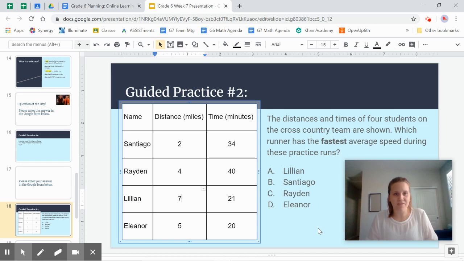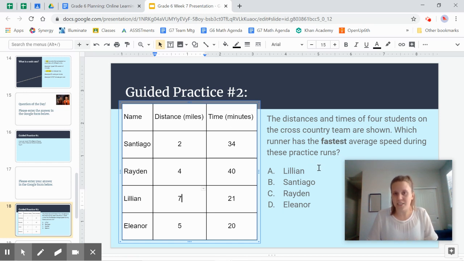Okay, I thought at first I might want to find miles per minute personally, but that would give me a ratio that I think is a little bit harder to find than minutes per mile. Like I can find how many minutes per mile for Santiago in my head because I know he went 2 miles in 34 minutes. I can use division to find per 1 mile, right? Doing it the other way is a little bit harder. So I'm going to go ahead and find how many minutes per mile.